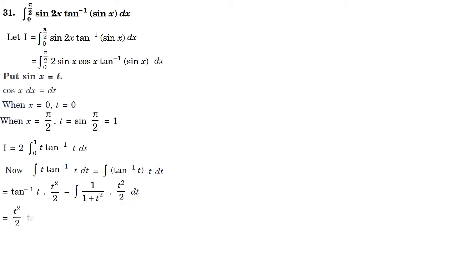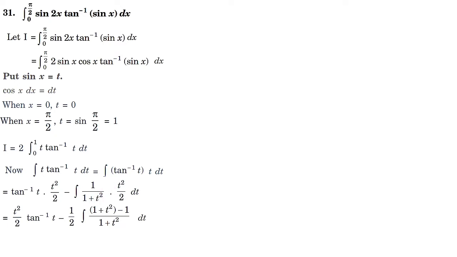Then here t square by 2 we can keep outside, with tan inverse t just changing the order: this one we wrote first and this one second. Minus, here 1 is a constant and 2 is a constant in the denominator, keep it outside, 1 by 2. The numerator has only t square and the denominator has 1 plus t square. So t square by 1 plus t square is a format where we have done this integration several times.